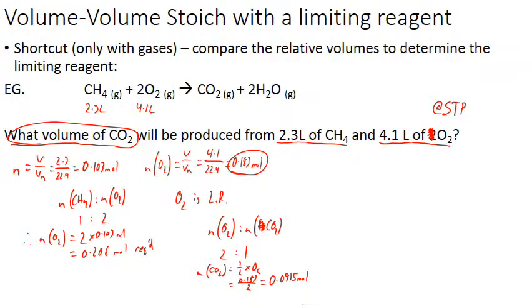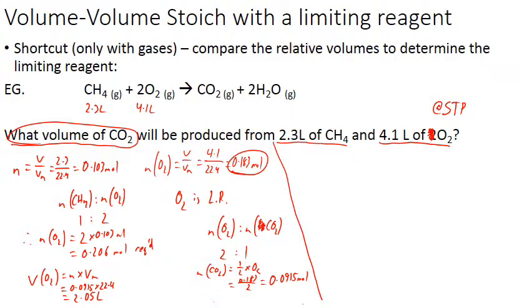We want to know the volume. We know it's at STP, so we can then take our volume of CO2 to be equal to amount times the molar volume, so 0.0915 times 22.4 gives us 2.05 litres. That's the long way to do it.